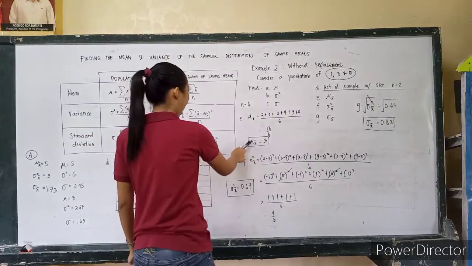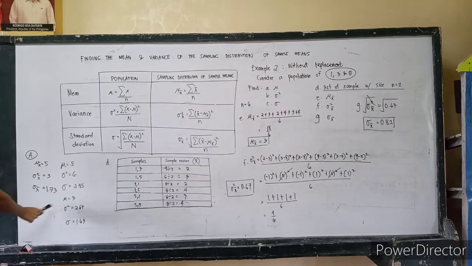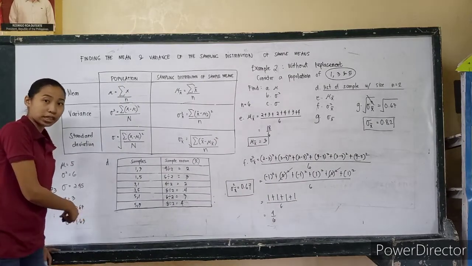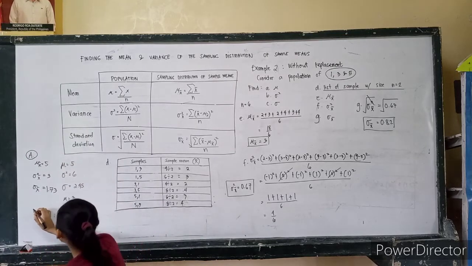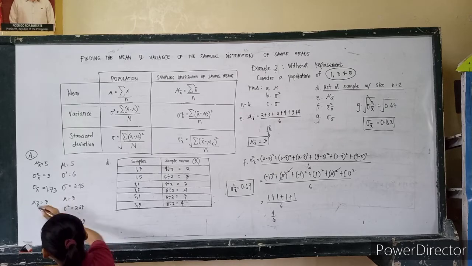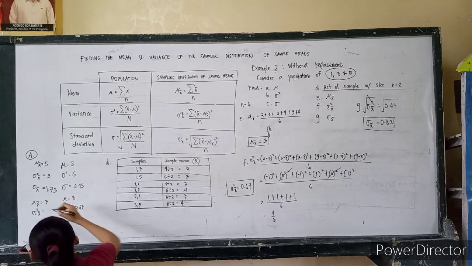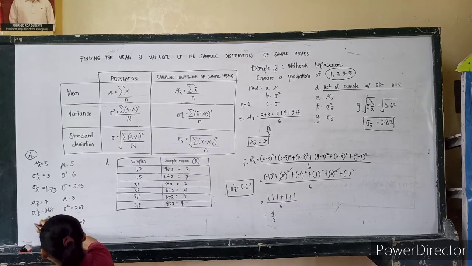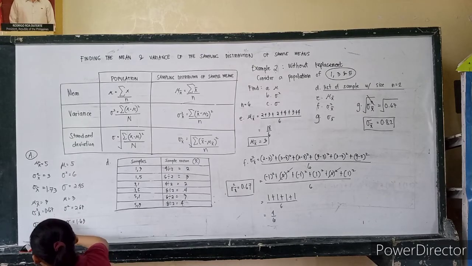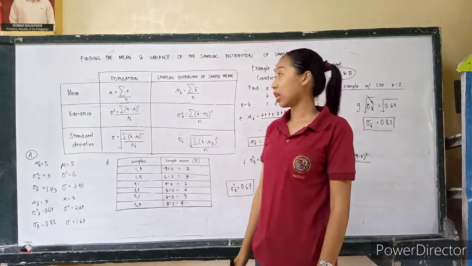So those are the values that we got. And I'm going to write them here alongside our results earlier. So we have mu x bar is equal to 3. Next, our variance of sample means, we have 0.67. And lastly, our standard deviation of our sample means is 0.8. So, those are the values that we need.